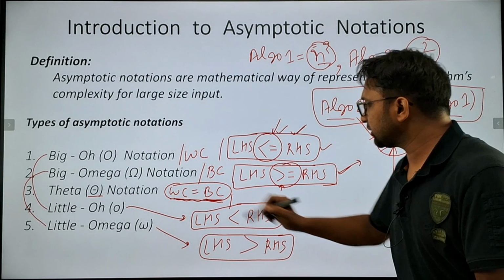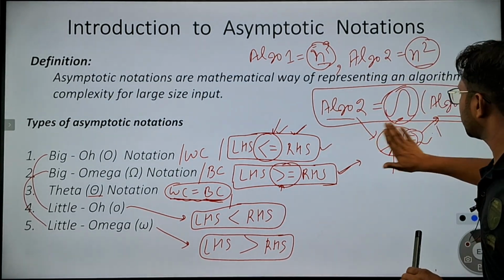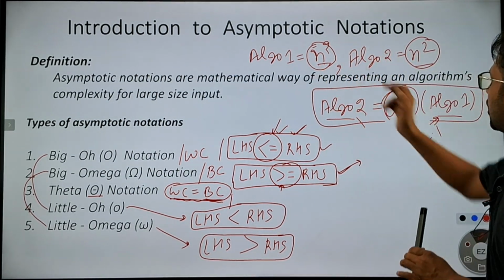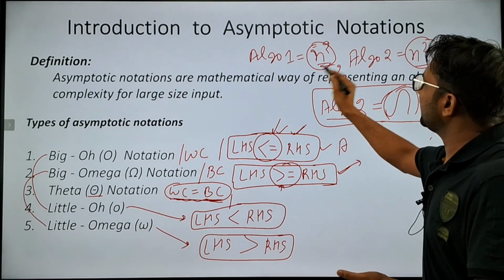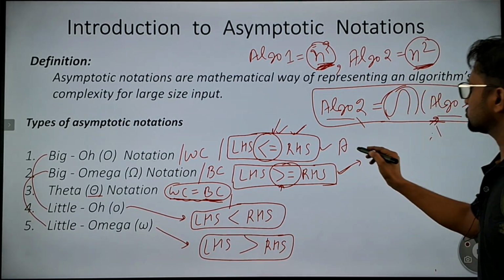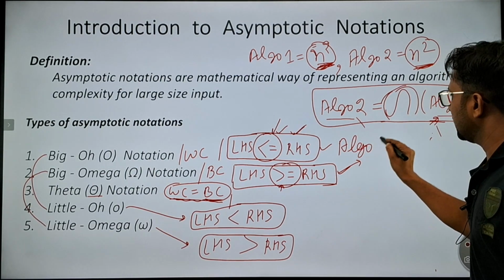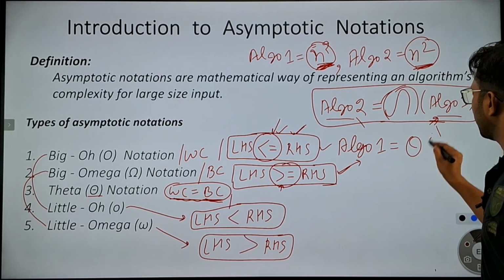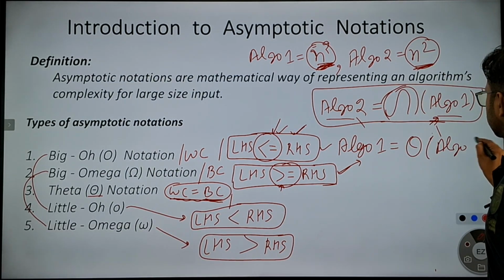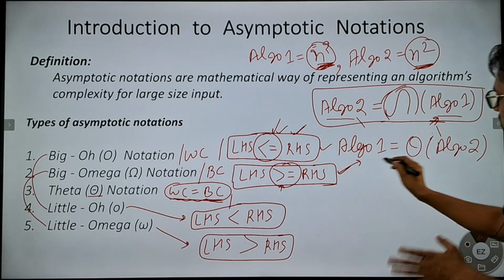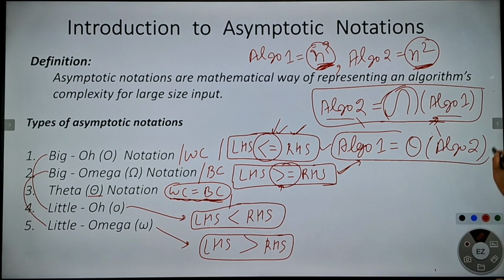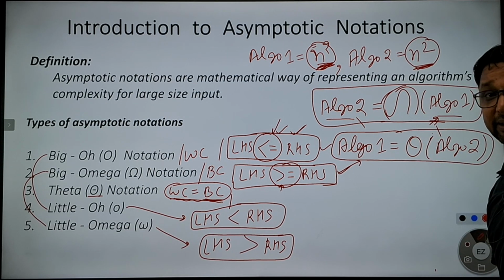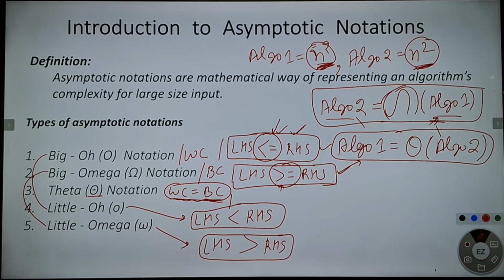Let's move on to the theta notation. So what about theta notation? See, this relation right now I can represent with theta notation also, because both are exactly the same, n square. So I can write algorithm 1 is equal to theta of algorithm 2. Either way, algorithm 2 is equal to theta of algorithm 1. Both are the same thing. When both are equal functionally, again I am saying functionally, the constant factor we can remove.